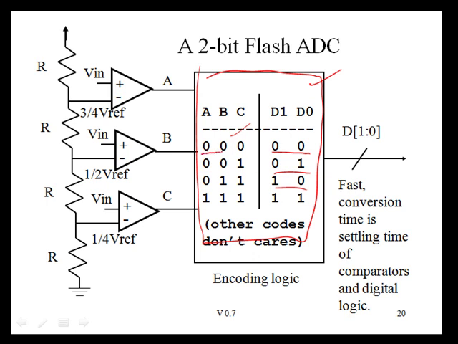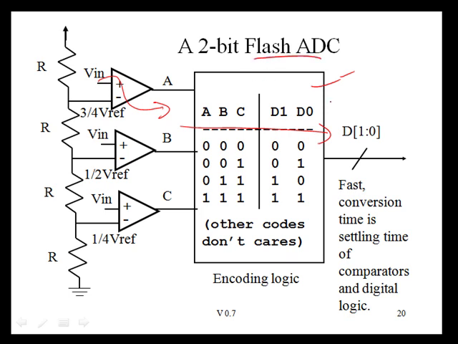So for an output of all zeros, we're going to want a binary code of 0, 0. For a code of 0, 0, 1, we're going to want a 2-bit code of 0, 1, and so forth. This is a very fast ADC. It's only going to be the settling time of the converter plus the combinational propagation delay of this combinational logic. Typically, we say that the conversion time of a flash ADC is going to be 1 clock cycle. However, the drawback is that it takes many, many transistors to implement a flash ADC.